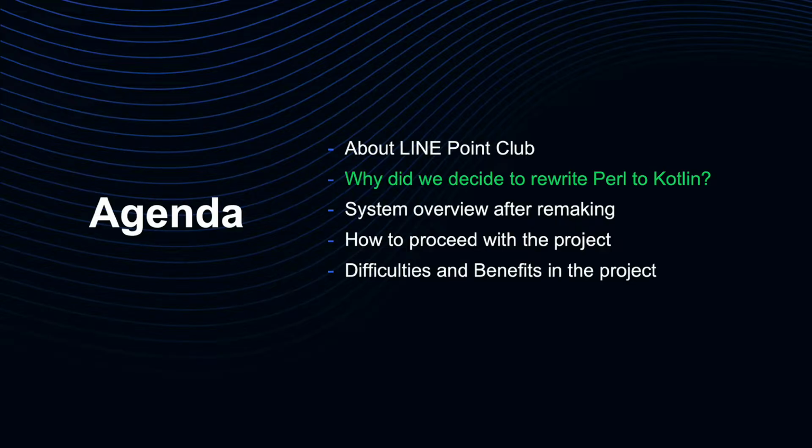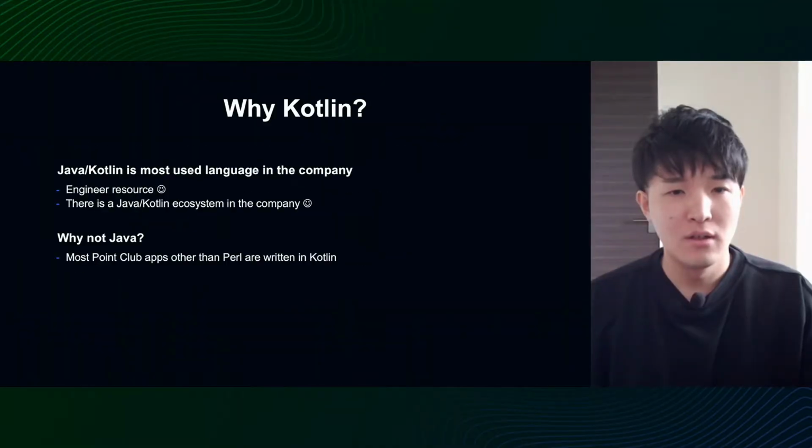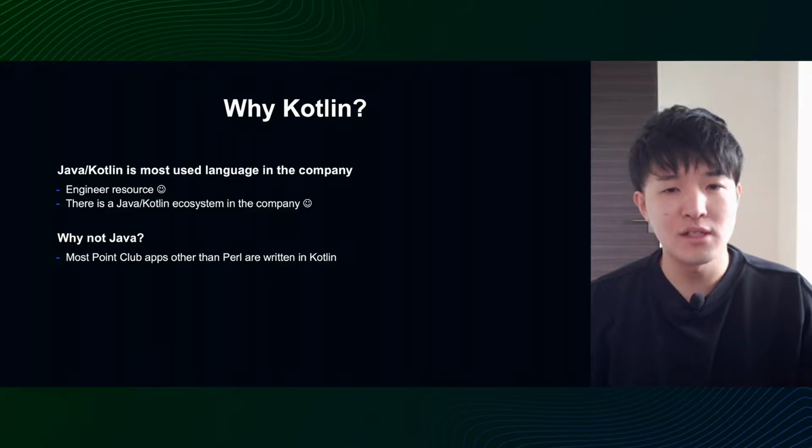Now, let's talk about why we rewrote Perl to Kotlin. The reason why we chose Kotlin in the first place is quite simple. Java Kotlin is the most used language for server-side development in our company. The team next to me also writes mostly in Java Kotlin. Choosing the same language has many advantages in terms of allocating engineering resources and using the internal ecosystem. That's why we chose Java Kotlin.